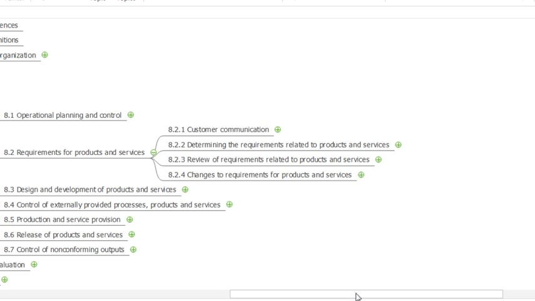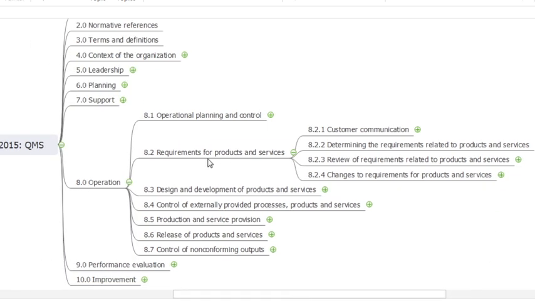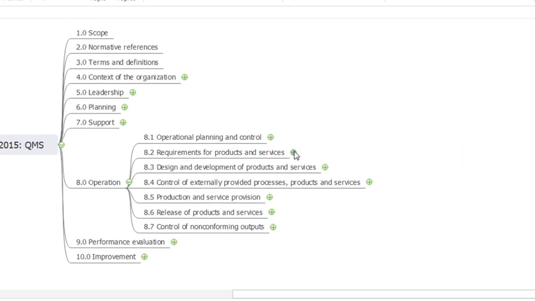So this totally covers clause 8.2: customer communication, determining product requirements, reviewing the requirements, and changes.